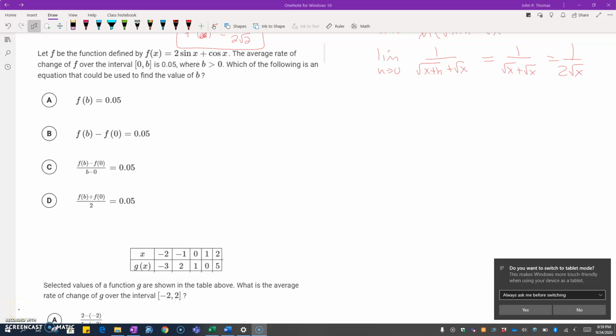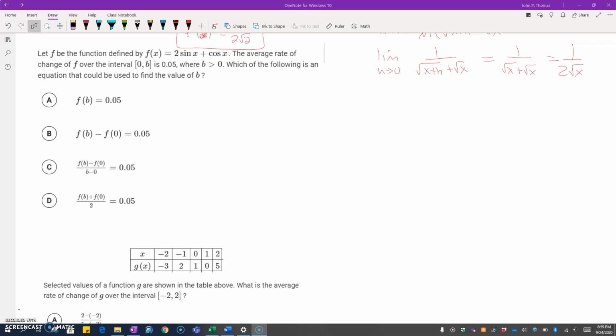Okay, let's take a look at a couple of the examples that use the skills in the last little video lecture. So it says let f be a function defined by f of x equals 2 sine x plus cosine x. The average rate of change of f over the interval 0 to b is 0.05, where b is greater than 0. Which of the following is an equation that could be used to find the value of b?